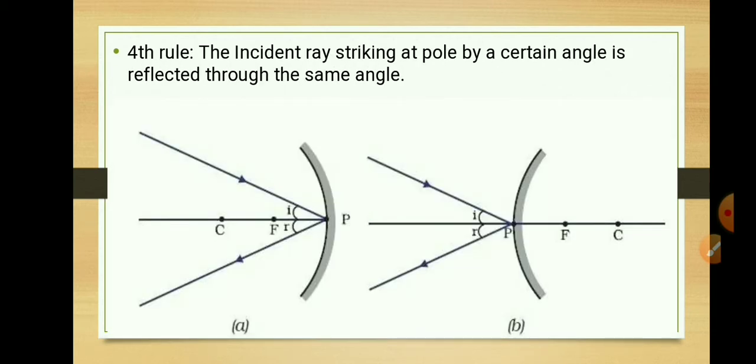The fourth one is the incident ray which strikes the pole at a certain angle, or the ray which falls obliquely at the pole. After reflection, it will form the same angle of reflection. That is, it will follow the law of reflection: angle of incidence is equal to angle of reflection.